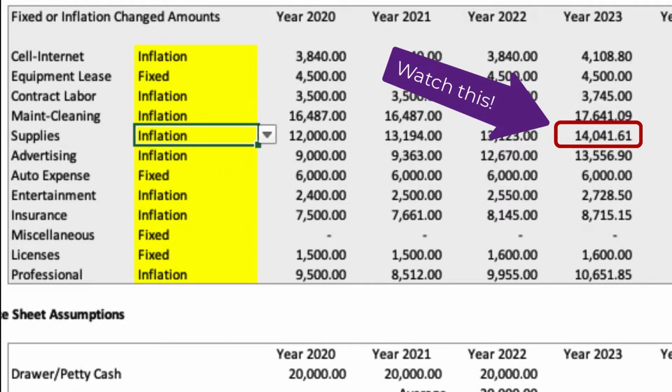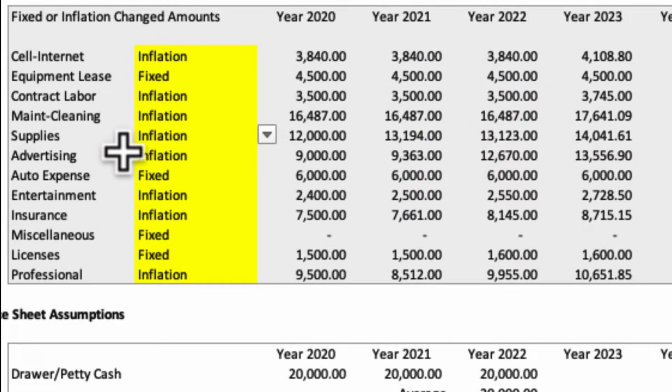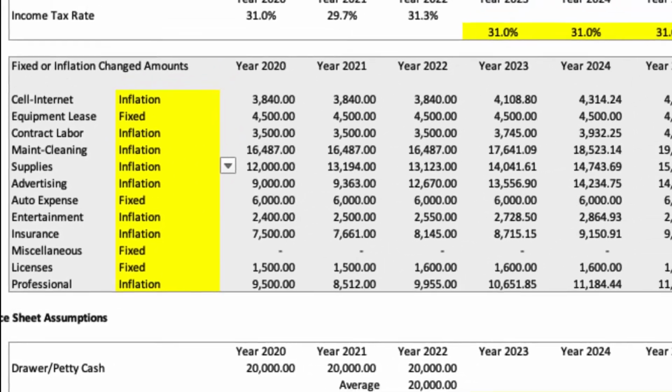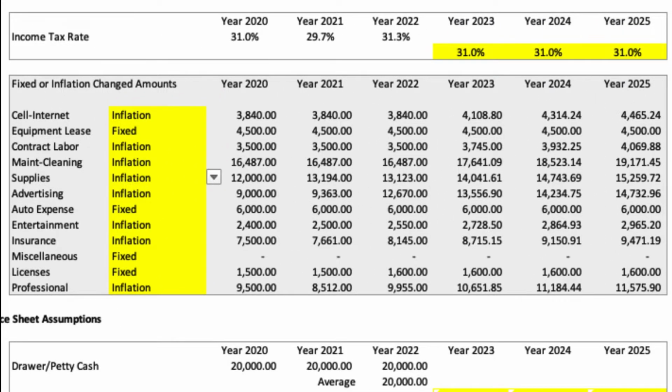Let's leave it at growing with inflation. Anyway, you need to make some assumptions about your expense items. Are they going to grow? Are they going to be the same year after year?